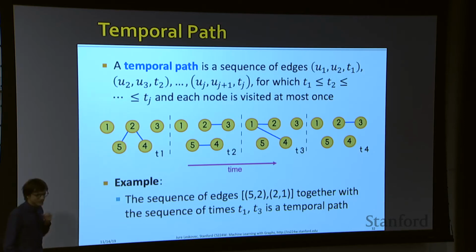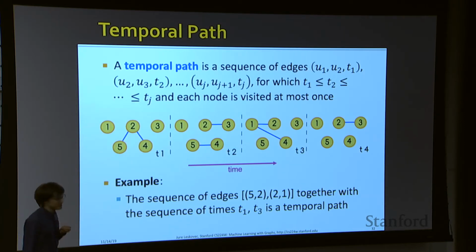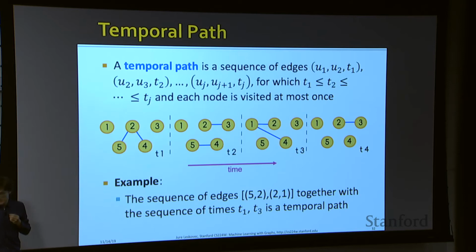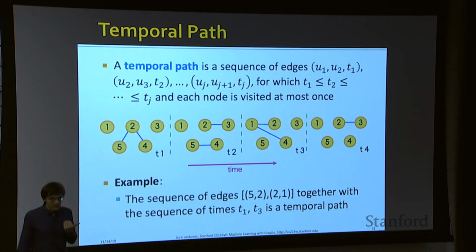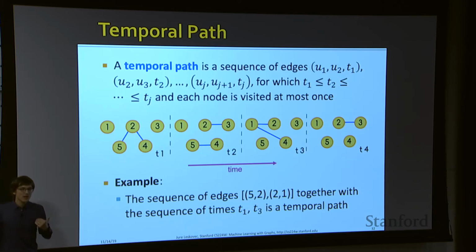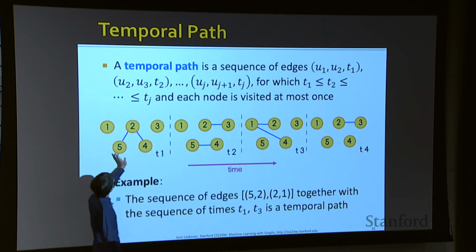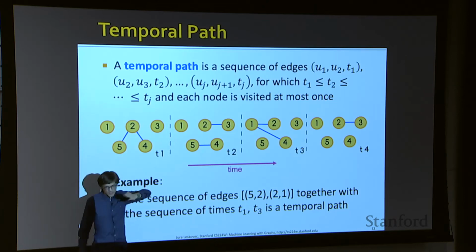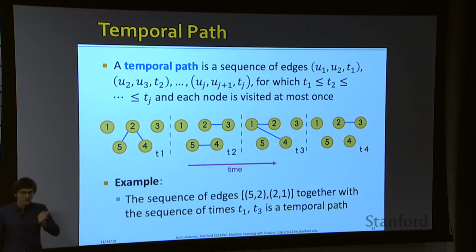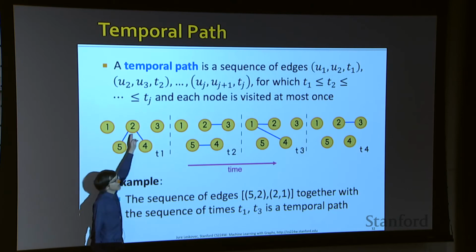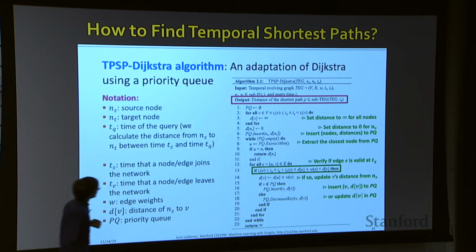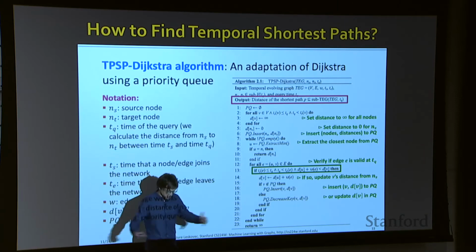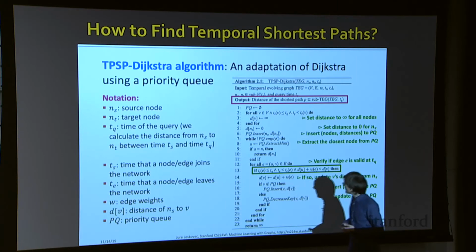So now, the first thing you can define is this notion of temporal shortest paths. And the way you do temporal shortest paths is to generalize Dijkstra's algorithm. And all you are doing is to say, when you come to the node, you can only go out of the node by the edges that happened after you came in. So I show you a lot of pseudocode here. This is just a shortest path algorithm.